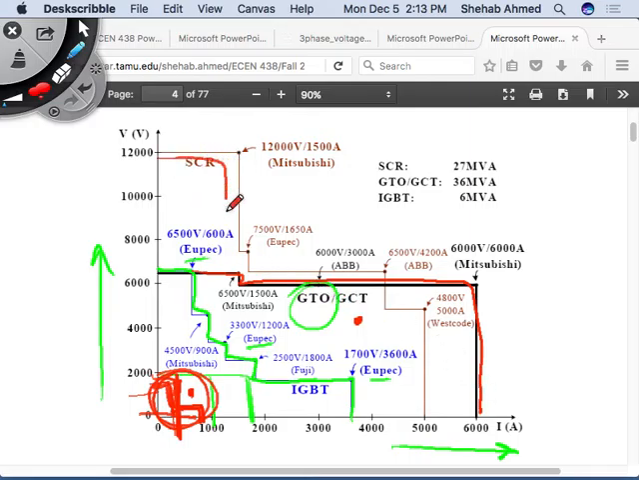Or an SCR. That's it. These are the only two devices you can operate at in this range. Right? That's why these multi-level topologies became very interesting.